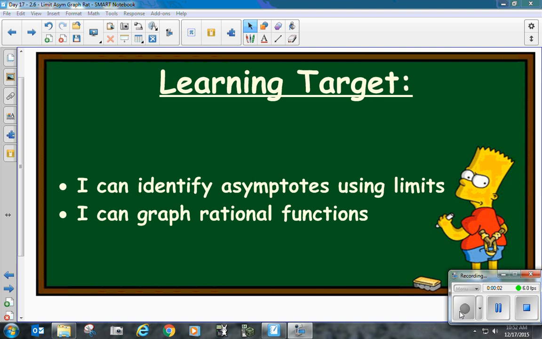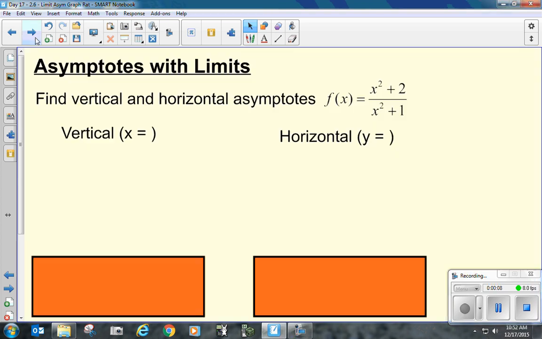Learning target. I can identify asymptotes using limits, and I can graph rational functions. All right. Asymptotes with limits. What we've been doing has been successful with finding asymptotes, so I don't want to mess with it too much. So, if I want to find vertical asymptotes, what do I do?